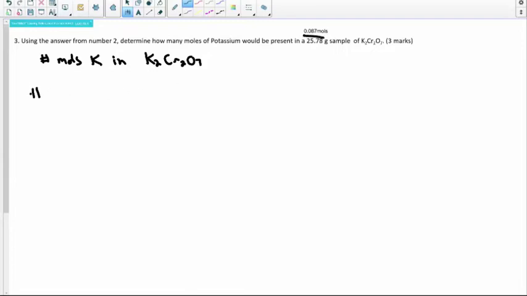So we're going to start with this. And I'm going to rewrite this again. I'm going to say number of moles K equals 0.087 moles K2Cr2O7 times a conversion factor. Now the conversion factor is always going to be the ratio of what you are going to on the top over what you're going from. So it's the number of moles you're trying to convert to over the number of moles you're converting from.